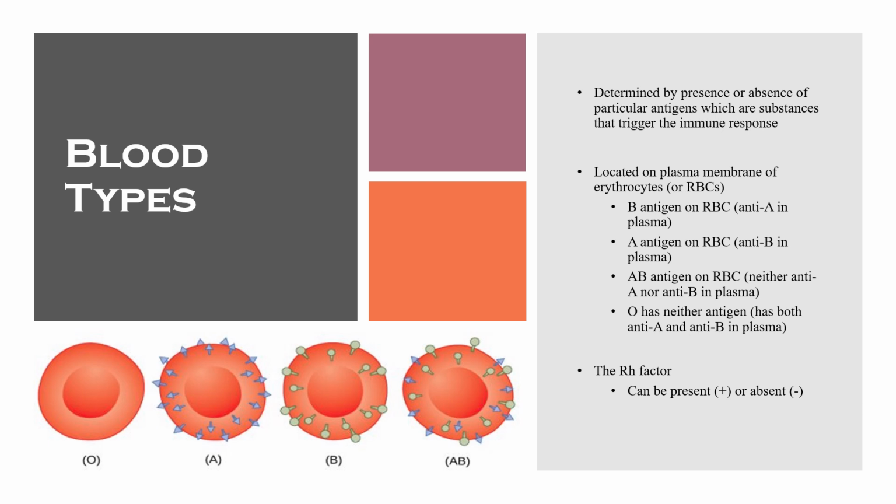Now, I want to make note that whatever antigen you have on the surface of your blood cell, you have the anti of that antigen antibody in the plasma. So what I mean by that is if you have the B antigen, you have the anti-A antibody in the plasma. If you have the A antigen, you have the anti-B antibody in the plasma. If you have both the A and B antigen, you have neither the anti-A or anti-B antibodies in the plasma. But if you have O, that means that you have both the anti-A and anti-B antibodies in the plasma. And that is an important note for when we get to transfusion.